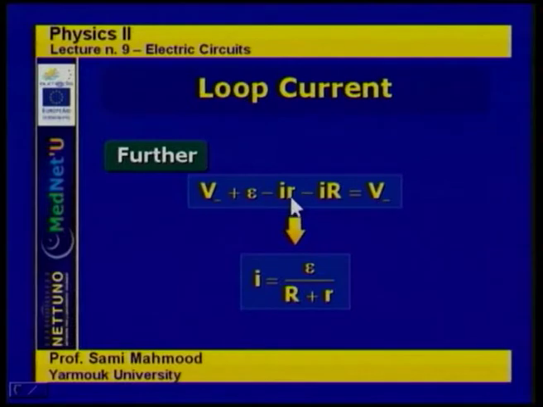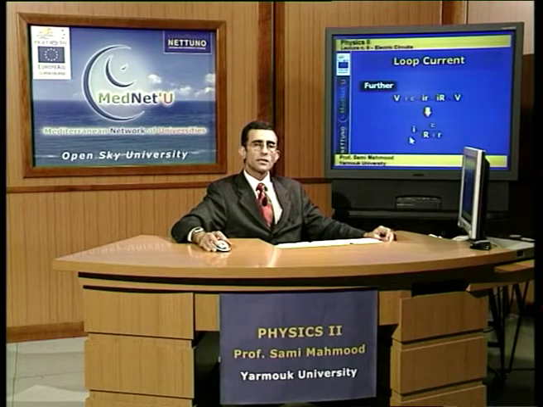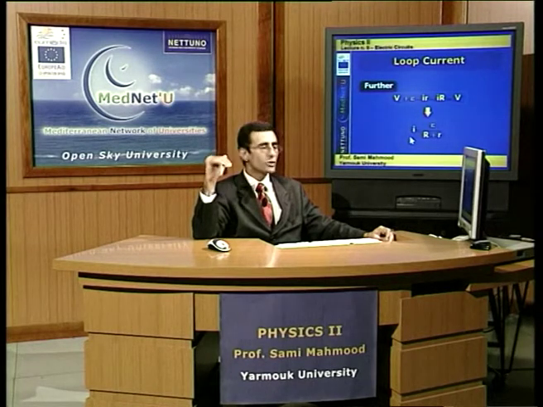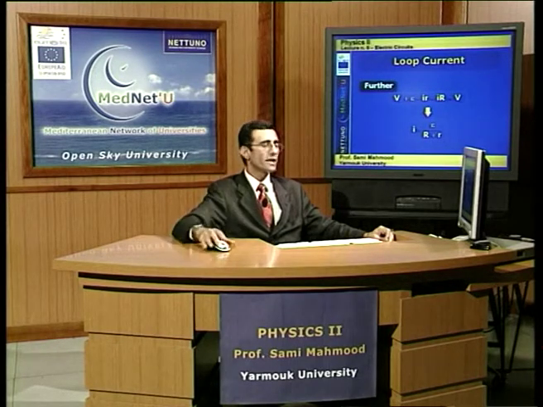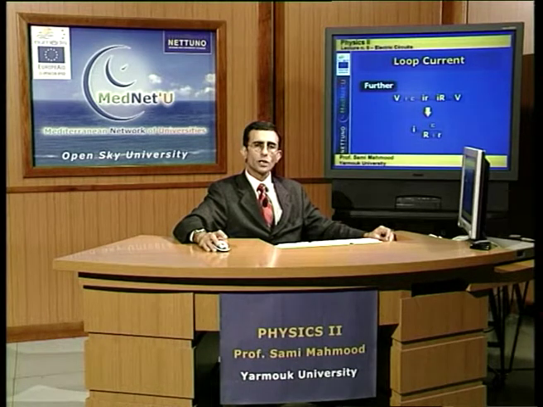And thus, the loop current I can be determined from epsilon minus Ir minus I capital R equal to 0. And the result is the loop current in this case is equal to epsilon divided by the load resistance R plus the internal resistance small r. And we notice here that the current in the loop is reduced due to the internal resistance in the device itself. It's less than the current if the device were an ideal device without an internal resistance.